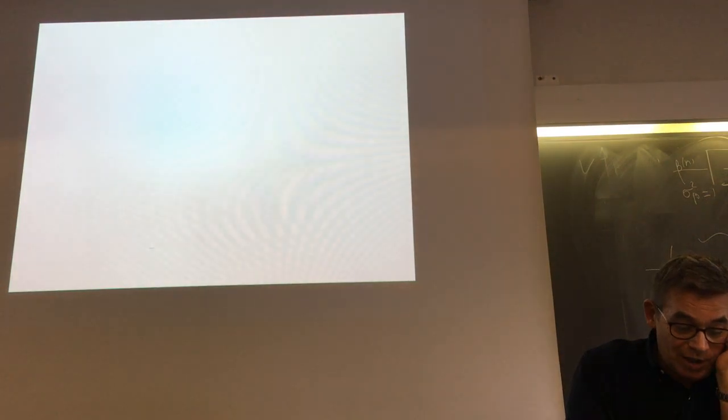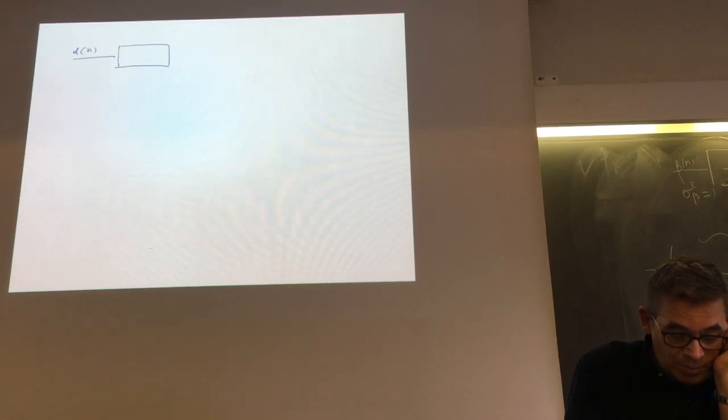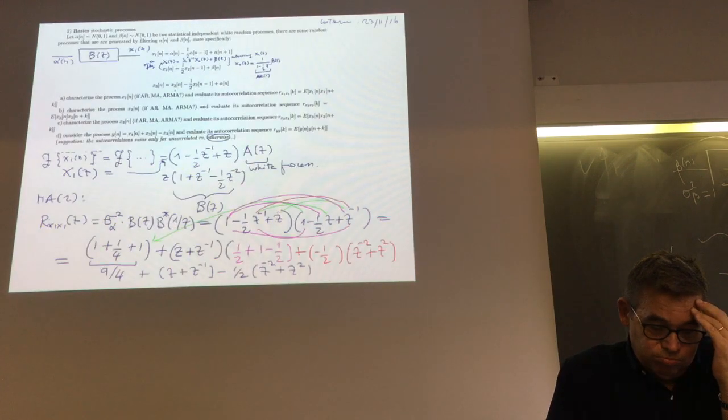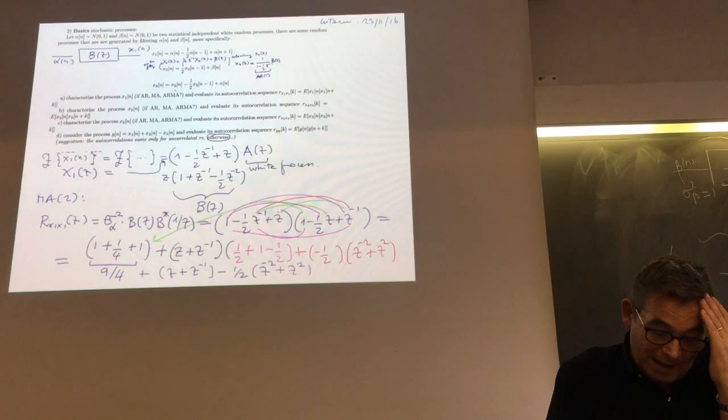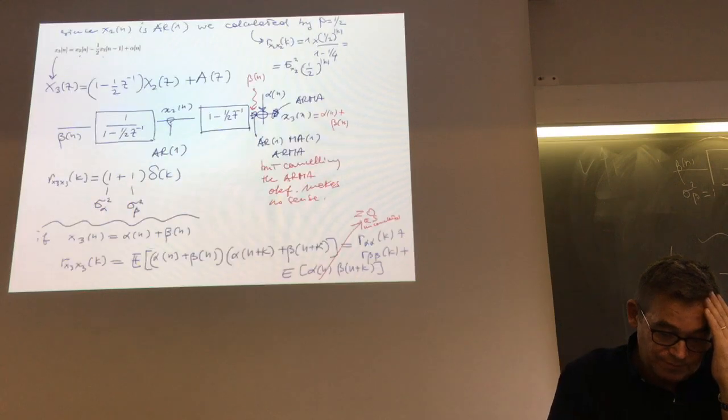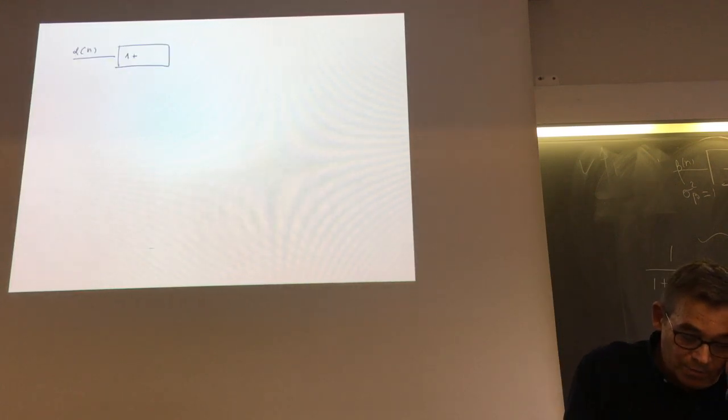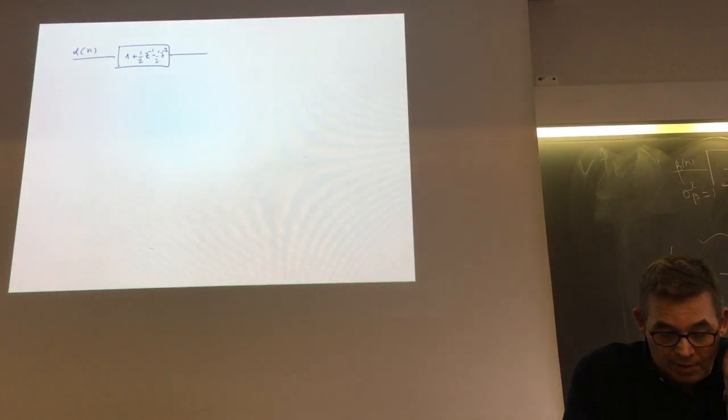If I look at the block diagram, I have alpha n entering into a filter, which is 1 plus 1 half z to the minus 1 minus 1 half z to the minus 2. Now this one is generating x2 n.